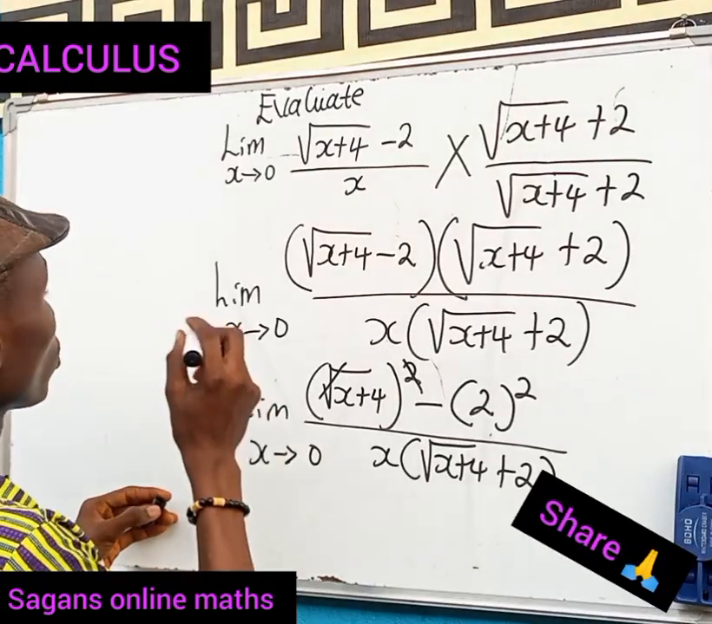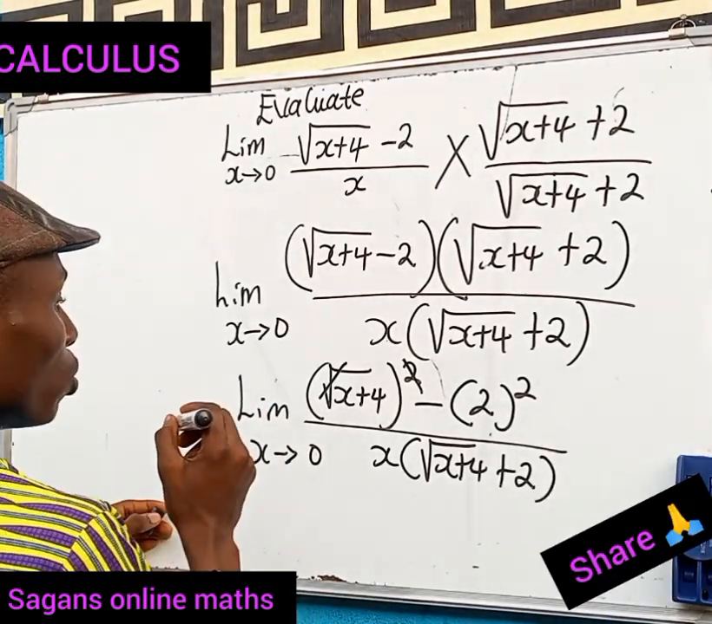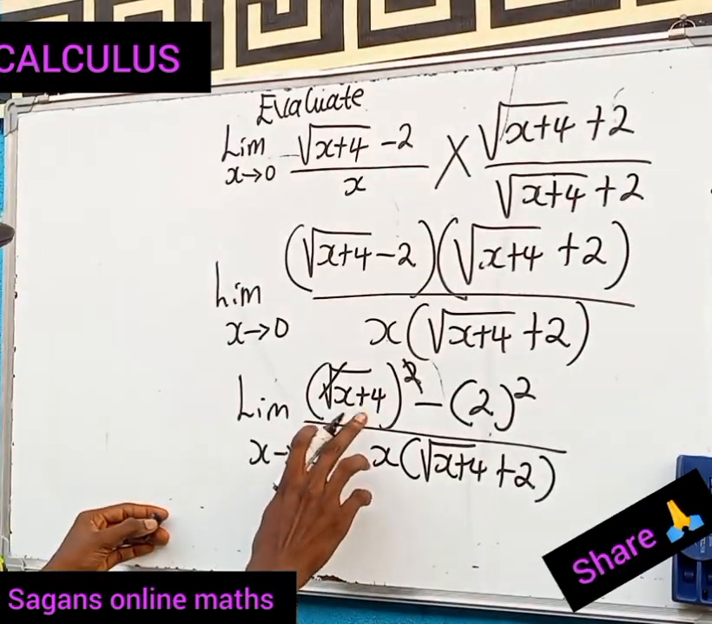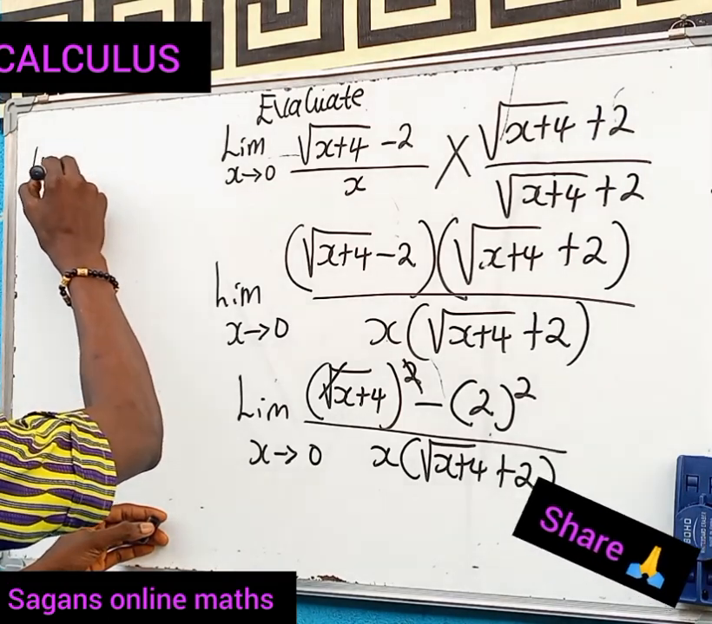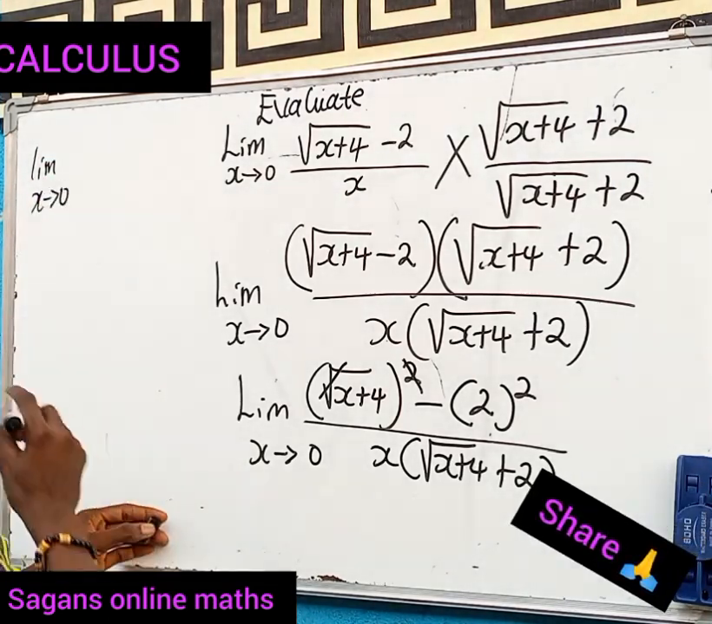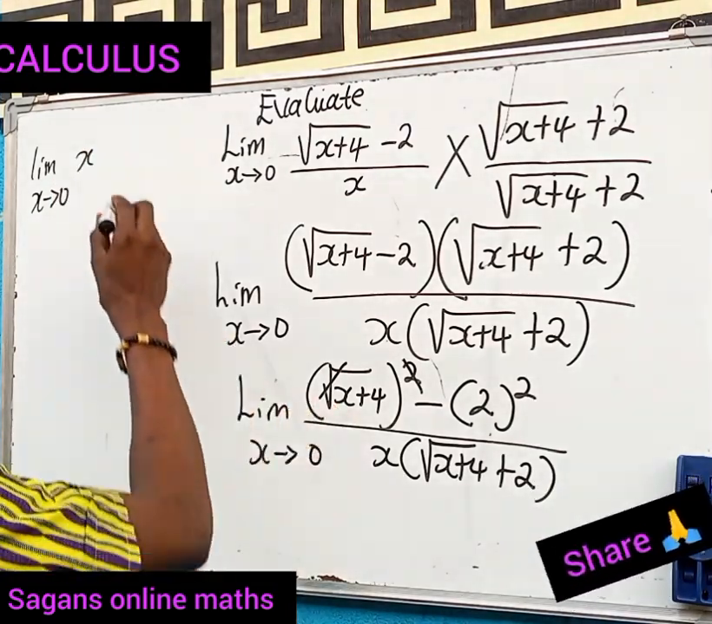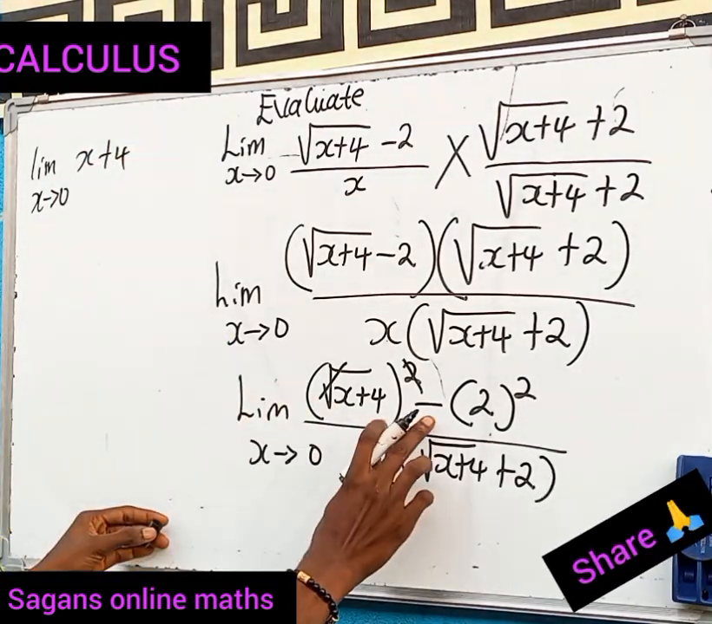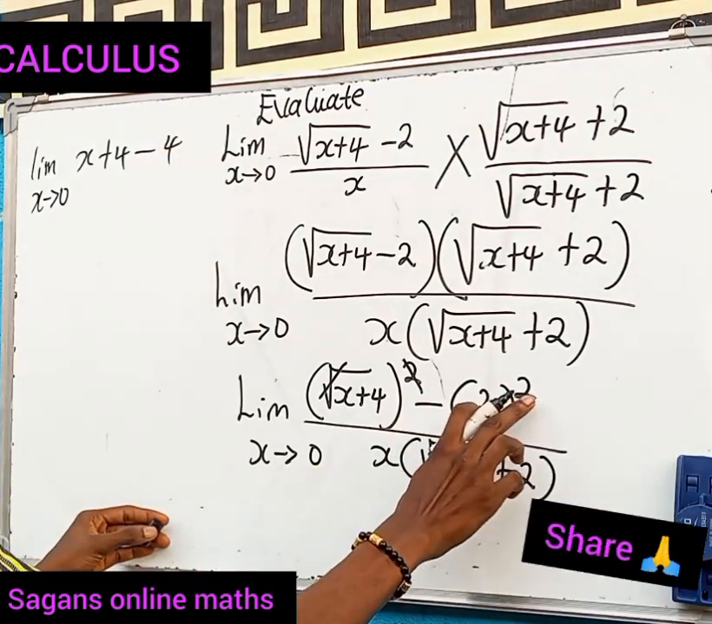So what you are going to do is that you can see that we are left with x. You are left with the limit where s tends to 0. Now this is x plus 4. Then here we have minus 4. You can see, because the square root of 2 to the power of 2 is 4.